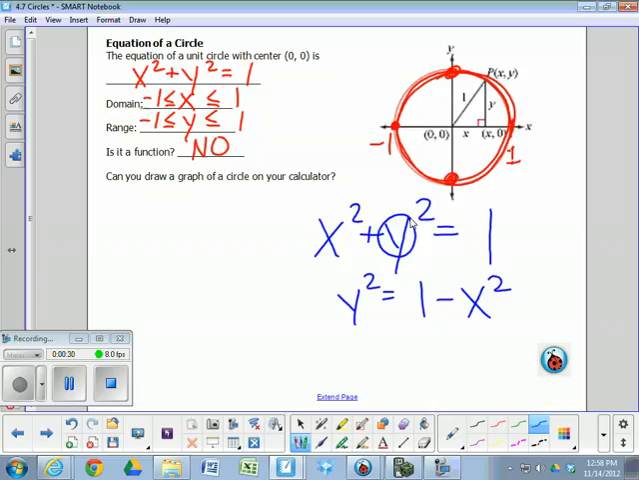And then how do you undo squaring? Square rooting. So we're going to take the square root of both sides. Here's how you write it. The square root of y squared is just 1y, just y. On the right side, remember the old rule.